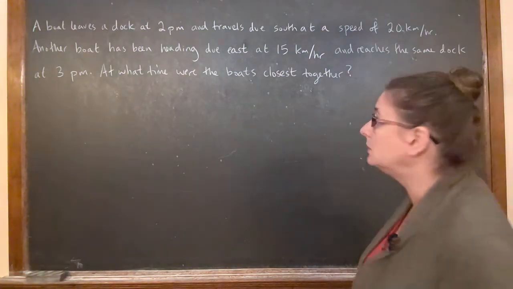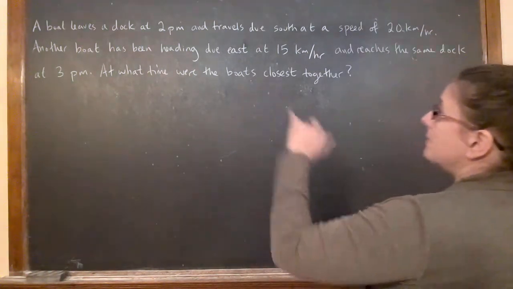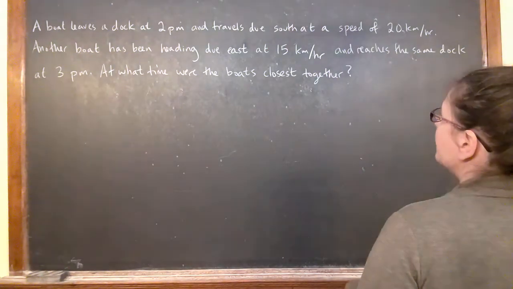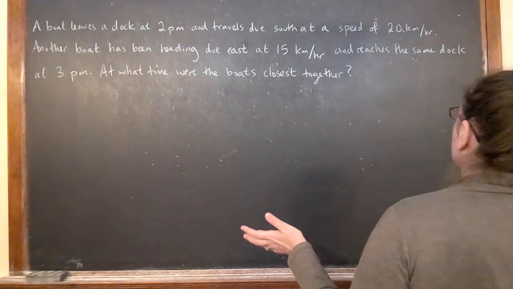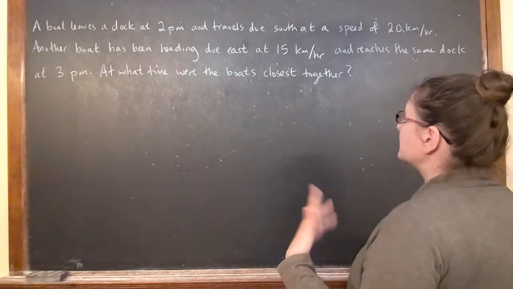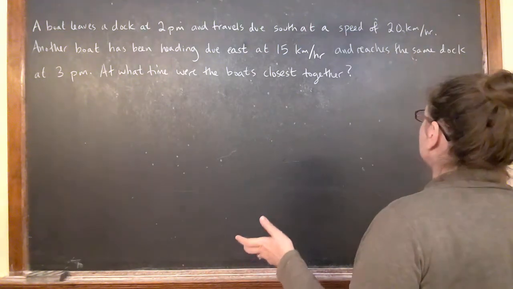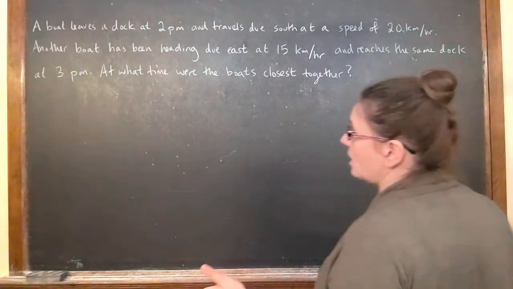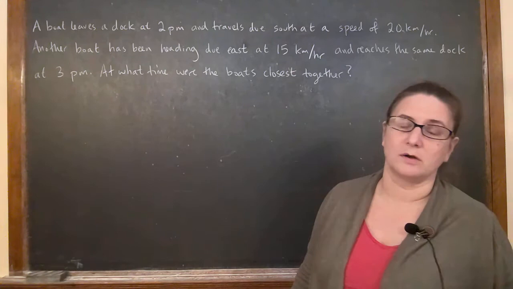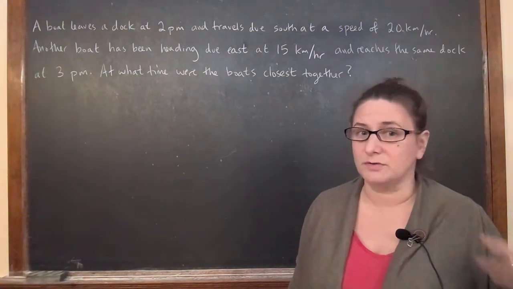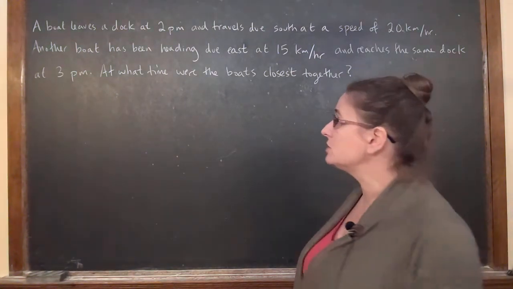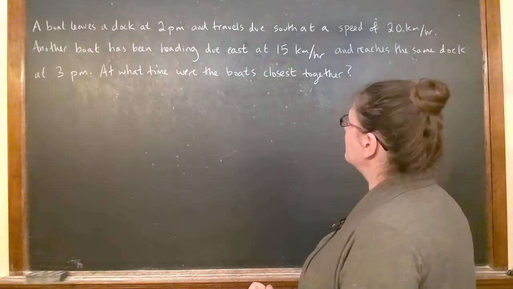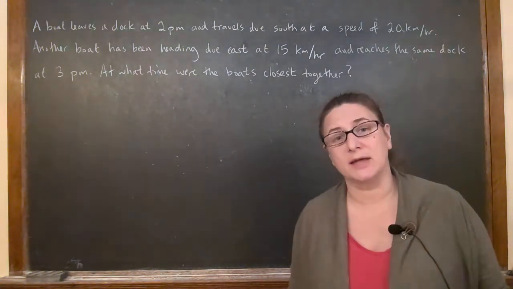what they're asking. So the question says, a boat leaves the dock at 2 p.m. and travels due south at the speed of 20 kilometers an hour. Another boat has been heading due east at 15 kilometers an hour and reaches the same dock at 3 p.m. So far, so good, right? You've got a bunch of moving boats. You're thinking related rates. But the question is, at what time were the boats closest together?